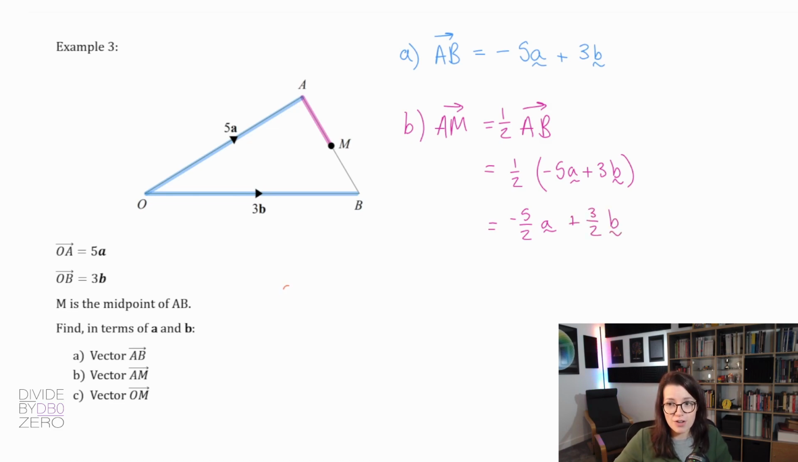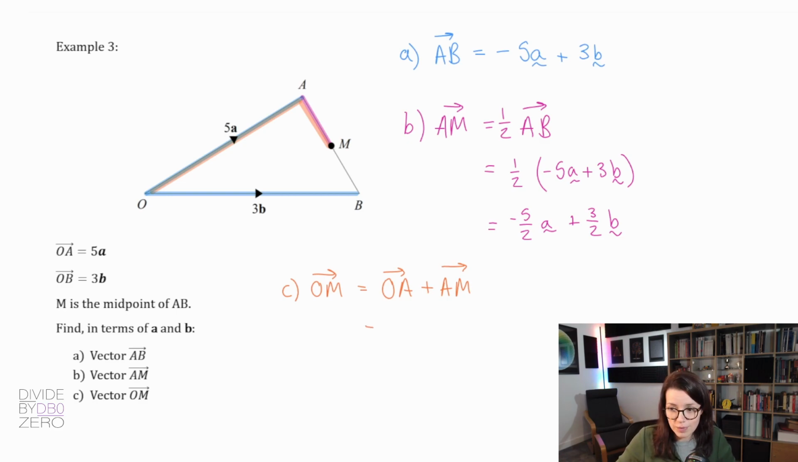Lastly, they want to know vector OM. So again, good idea to try and find a path from O to M. There's more than one path there, but the one that I'm seeing straight away is to go up to A and then down to M. Let's write that down in terms of the steps that would be. So to go from O to M, we're going to go O to A and then A to M. And once you've written it down like that, you can see which vectors you know and which ones you don't.